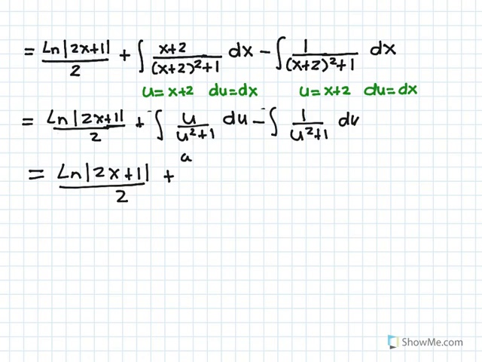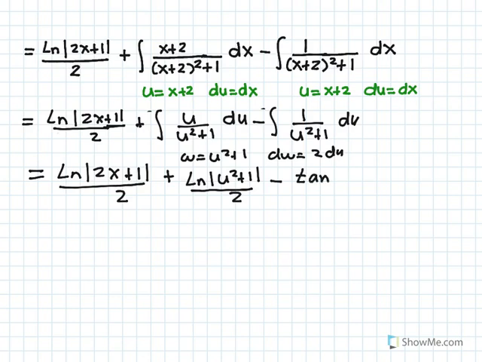The second integral can be done by doing another u substitution. So you would let w be equal to u squared plus 1 and dw would be 2 du. So the result will be ln of u squared plus 1 divided by 2. And the last integral is just the integral of 1 over 1 plus u squared. We know that that's just arctangent, that's minus tan inverse of u plus c.